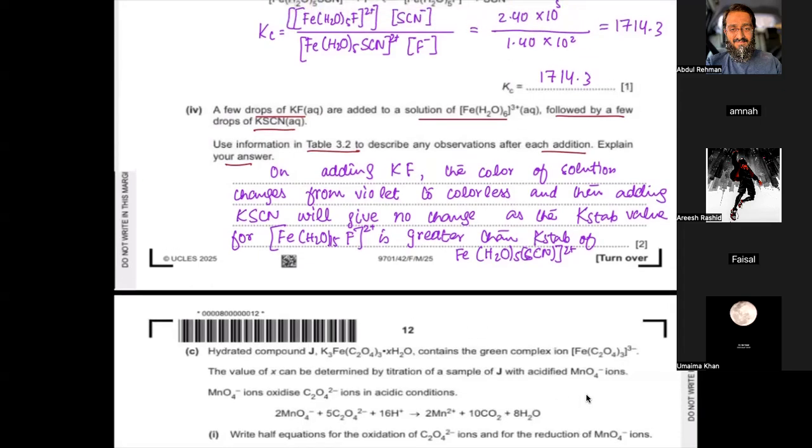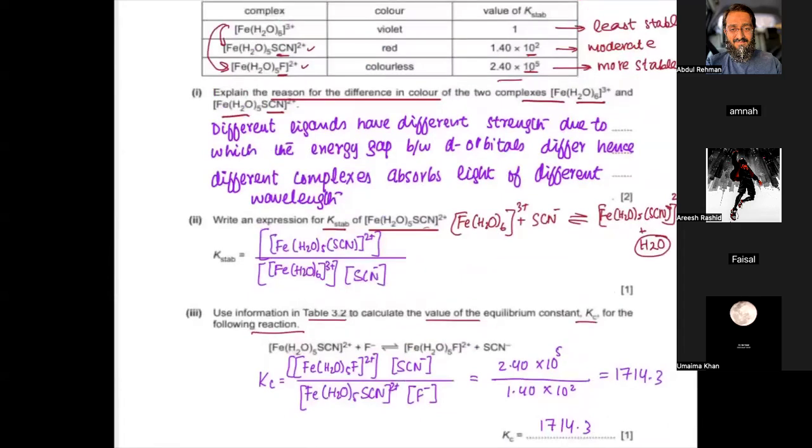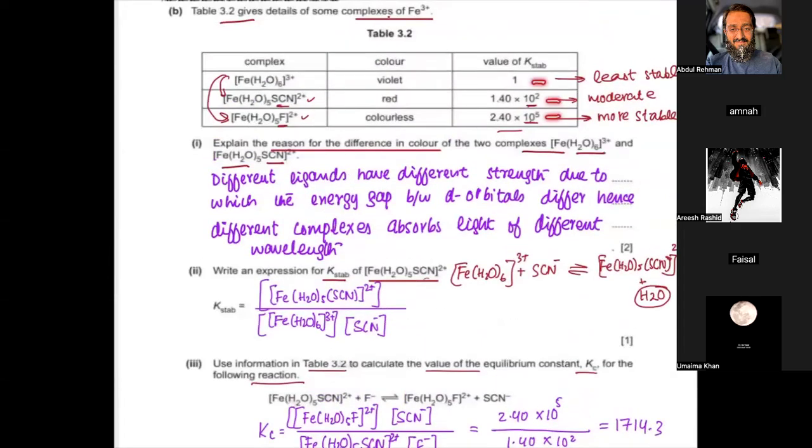Yes, Arish, we can identify from their values. So see, you have this and you are adding fluoride, so you will get this complex. This complex has a greater value, so the color changes from violet to colorless. But when you add SCN, SCN has a smaller value than this one, so this complex would not be able to form. Is this clear?